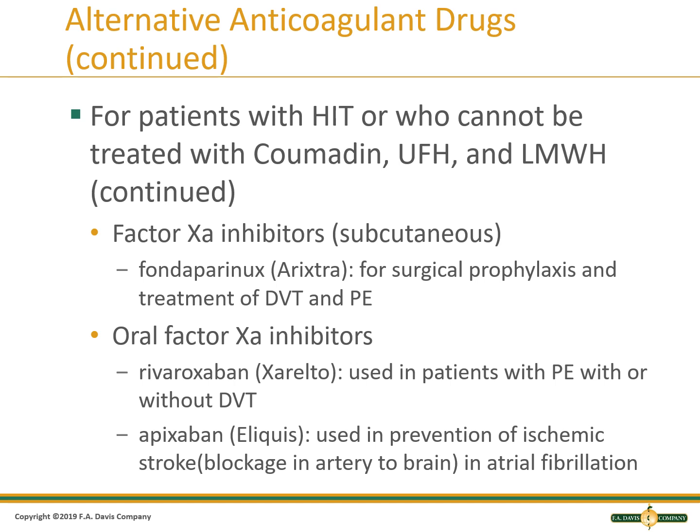You can also use factor 10A inhibitors subcutaneously. Again, that means it's injected right below the skin. It's not into the muscle. You have Arixtra, so that's going to be used for surgical prophylaxis and treatment of DVT, or deep vein thrombosis, and PE, which is pulmonary embolism. There are also oral factor 10A inhibitors such as Xarelto, which is used in patients with PE or without DVT.